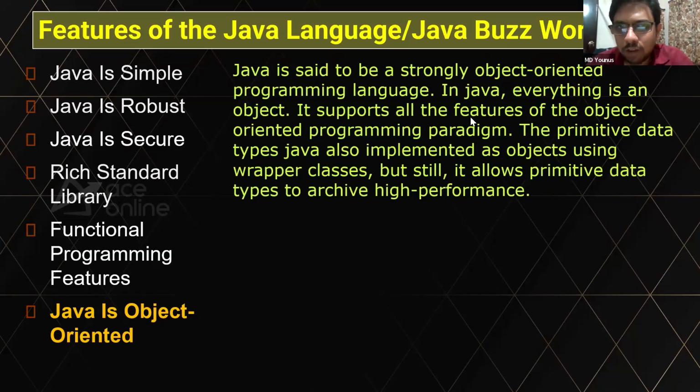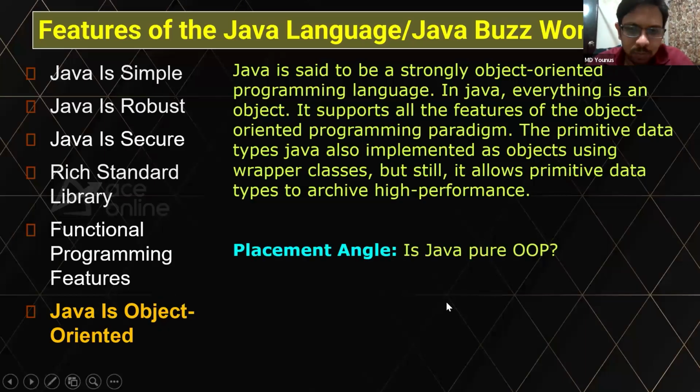I told you Java is said to be a strong object-oriented programming language. In Java, everything is an object, right? It supports all the features of the object-oriented programming paradigm. The only reason it's not called a pure object-oriented programming language is that it has support for primitive types, which allows it to achieve high performance. It still has support for primitive data types.